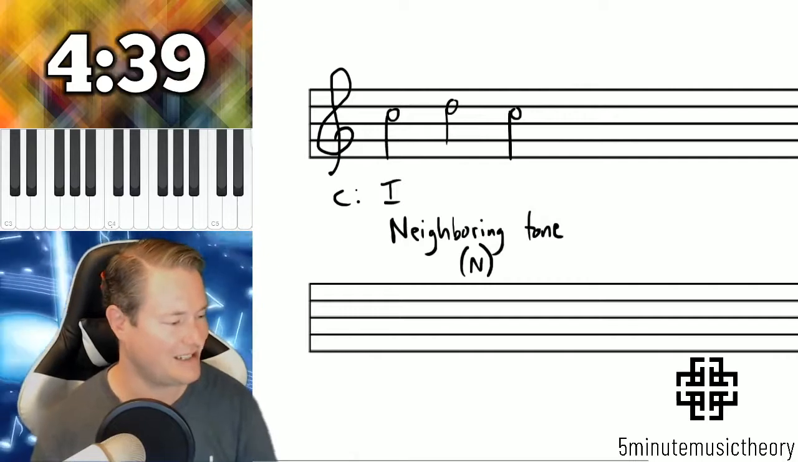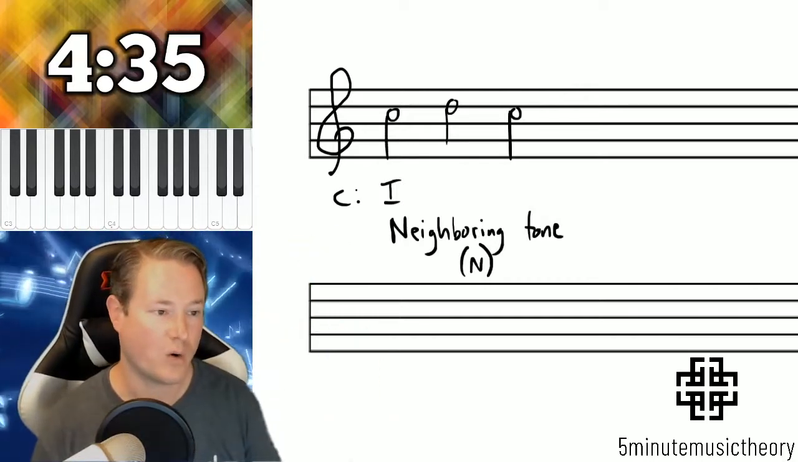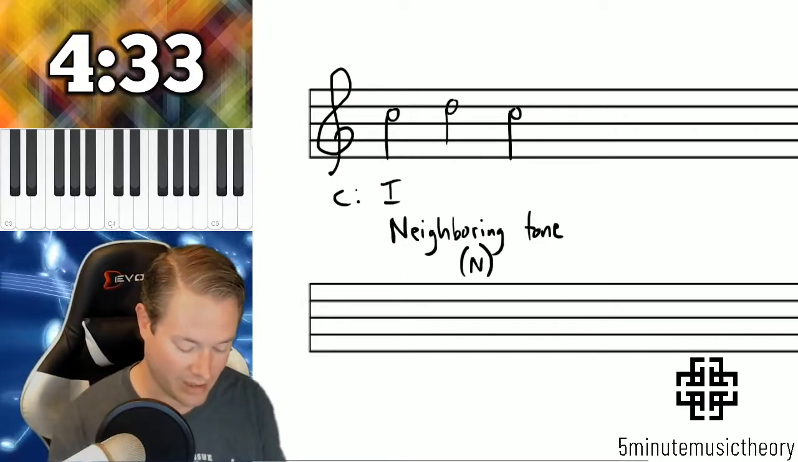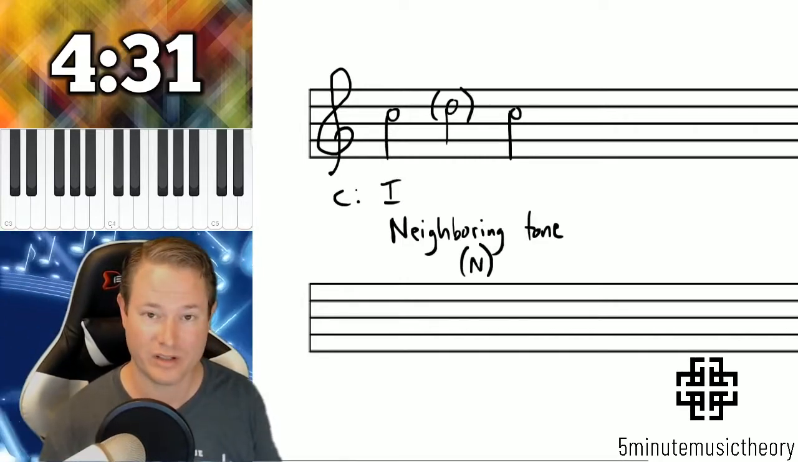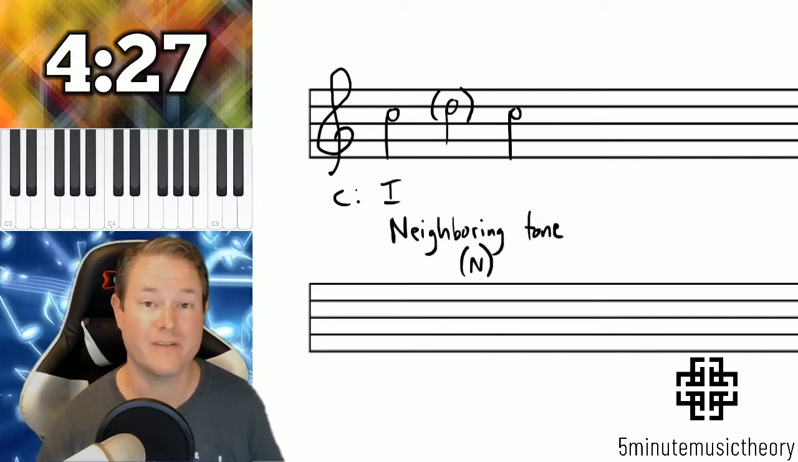So this melody, C, D, C, is all under the umbrella of a tonic chord, and the D doesn't belong to that tonic chord, so it is a non-chord tone. And remember, you can't just label anything a non-chord tone. It needs to be one of these specific types.